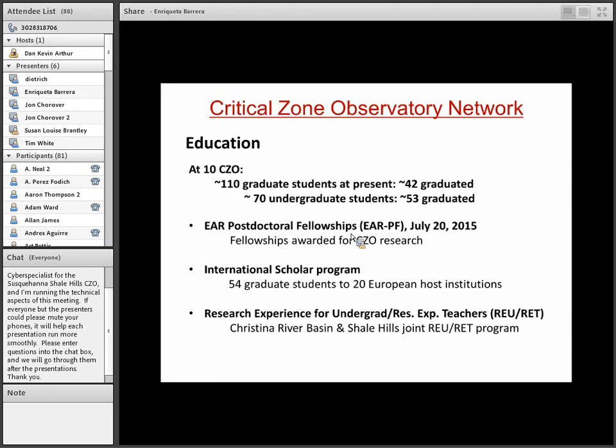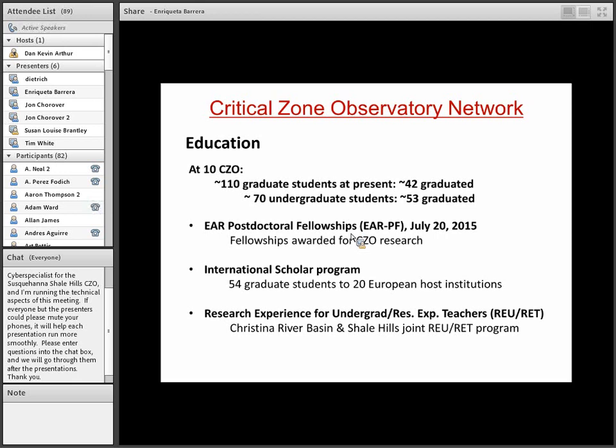Then we also have, for undergraduates and teachers, the Christina River Basin and the Shale Hills jointly running what is called the RET program. This is a summer program for undergraduates and teachers, as I mentioned before. It places 6 undergraduate students at each of the 2 sites, and it's expected to continue through 2016.